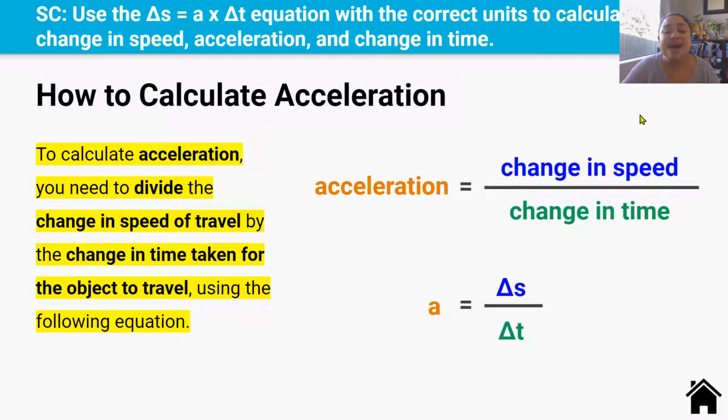Alright, now there's this other equation, acceleration equals change in speed over change in time, that we use to calculate acceleration. So to calculate acceleration, we need to divide the change in speed of travel, up here, by the change in time taken for that object to travel, using this equation. This is the word equation, and this is the symbol equation.